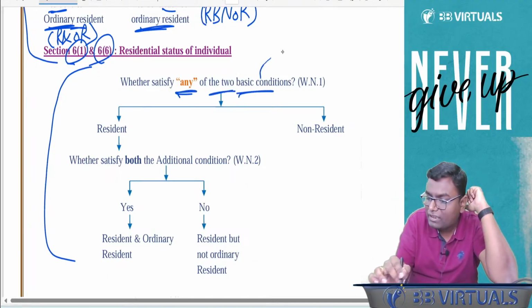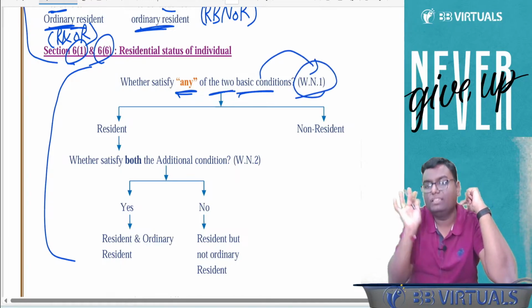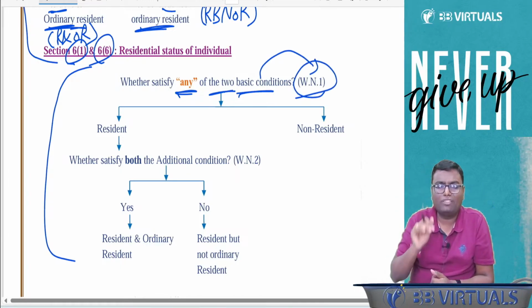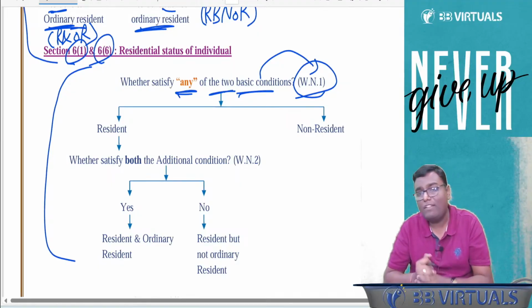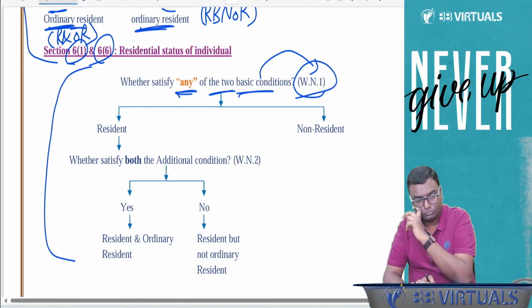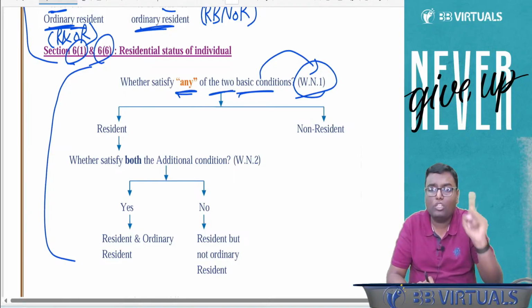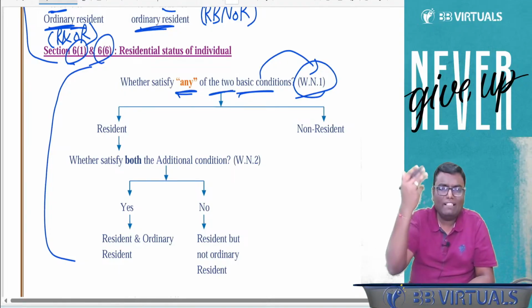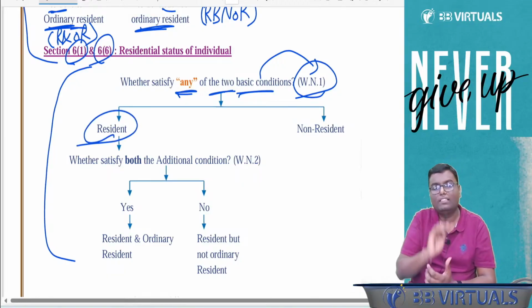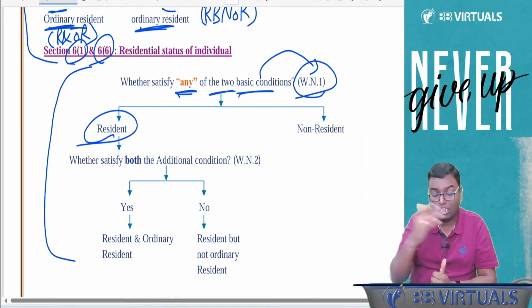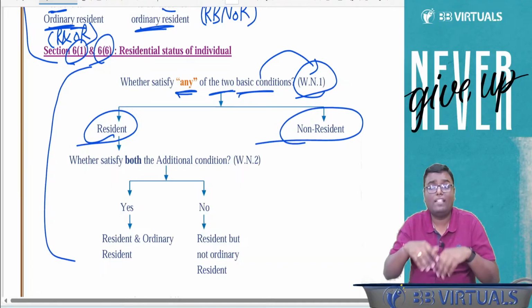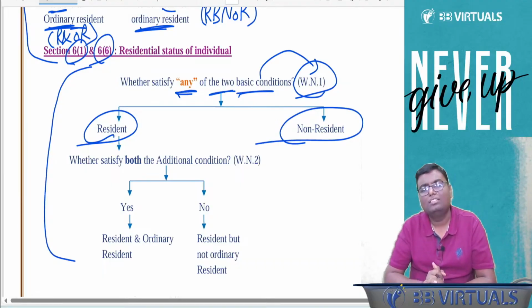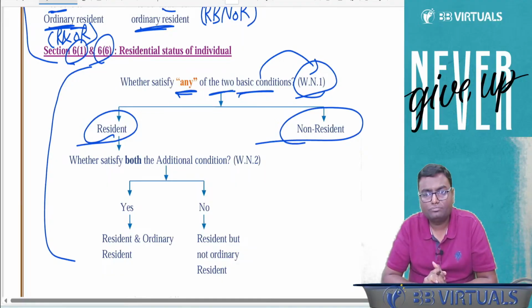And these basic conditions are written under working note number 1, after this chart. So you don't need to satisfy both basic conditions. You need to satisfy any one of the basic conditions. And if that is done, you are called a resident. Otherwise, you are called a non-resident. If you satisfy neither of the basic conditions, then you will be called a non-resident.